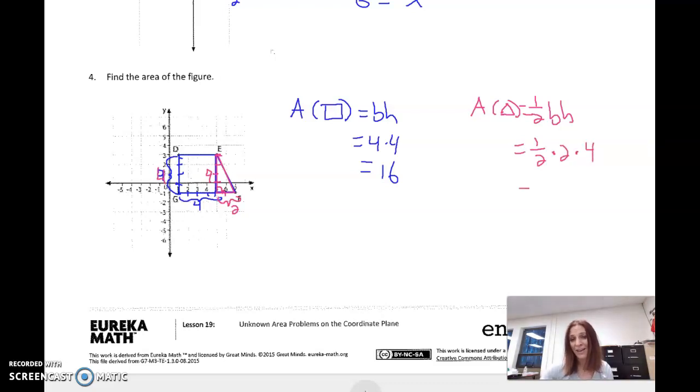2 times 4 is 8. Half of 8 is 4. So the area of the whole figure is 16 plus 4, which is 20. So we would say the area is 20 square units.